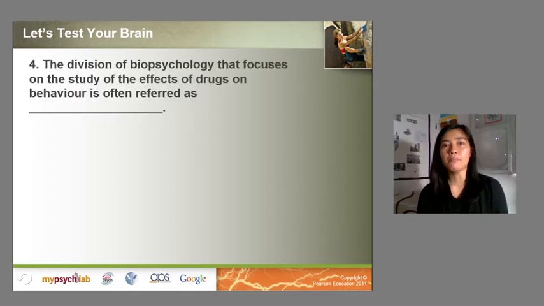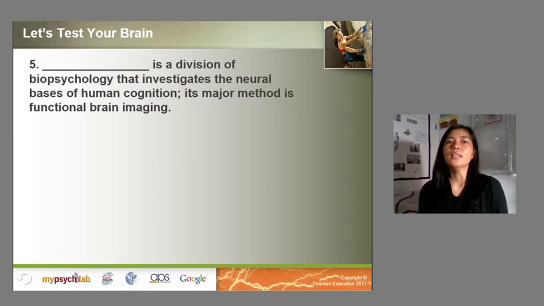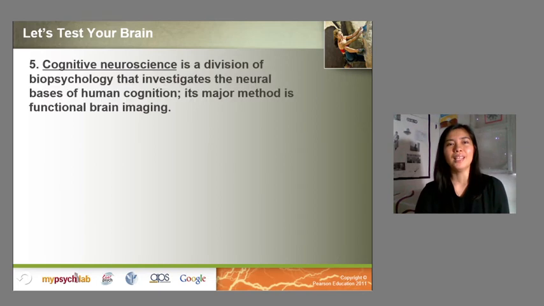Next, the division of biopsychology that focuses on the study of the effects of drugs on behavior is often referred to as blank. Psychopharmacology. It is the division of biopsychology that investigates the neural basis of human cognition. Its major method is functional brain imaging. It's cognitive neuroscience.